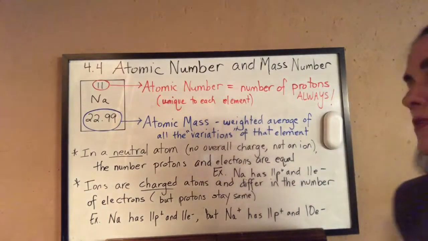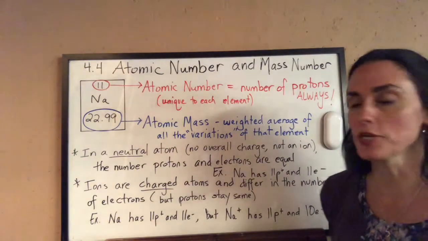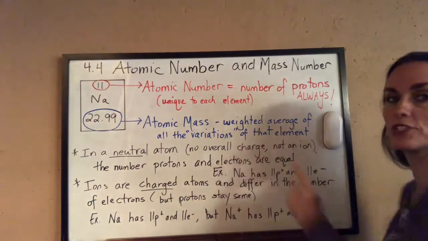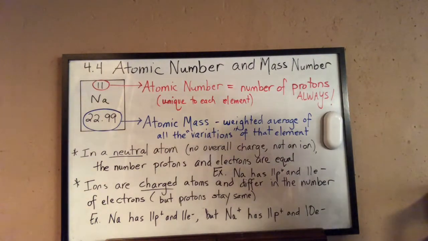Isotopes. Ions differ in the number of electrons. Isotopes differ in the number of neutrons, giving a different variation of that element. Let's talk about isotopes and some terms that go along with isotopes.